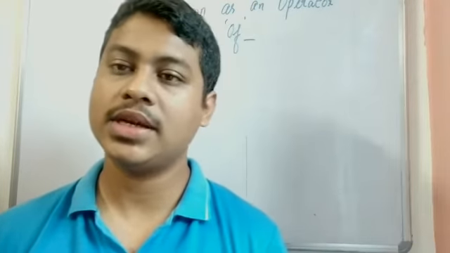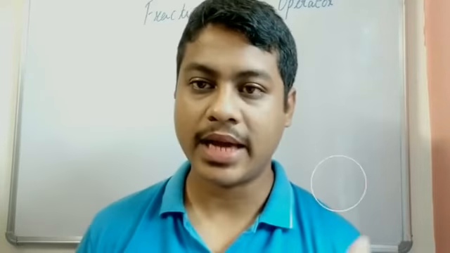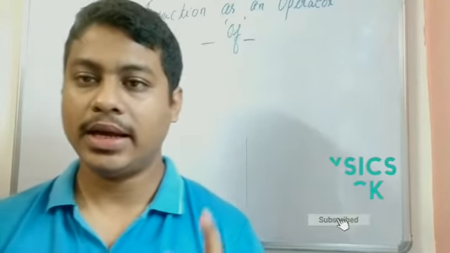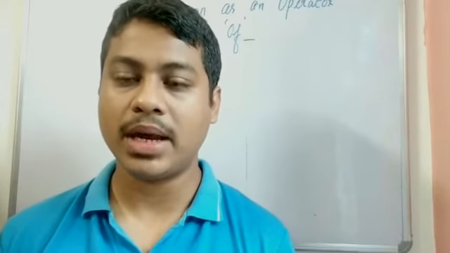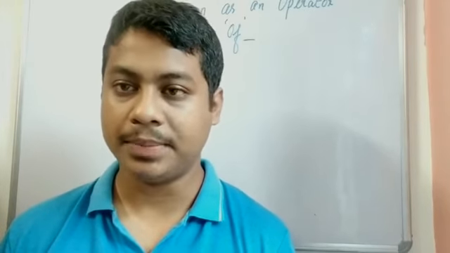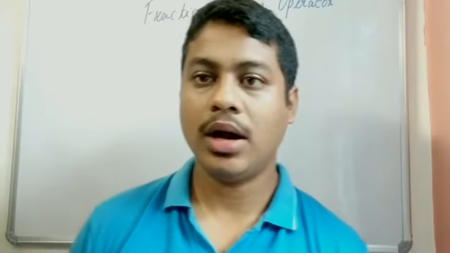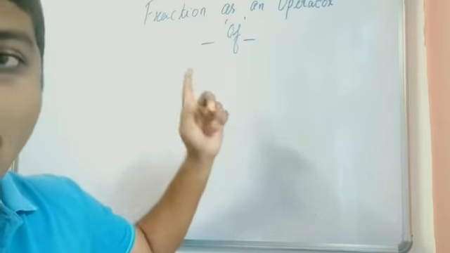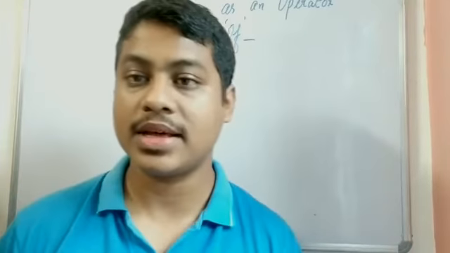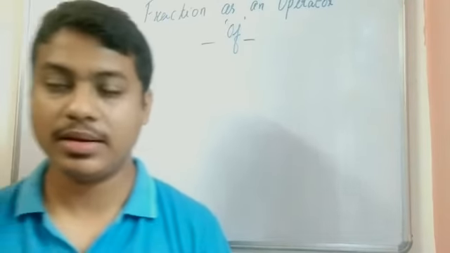Chapter: Fractions and Decimals. We have discussed exercise 2.1, and in the last class we discussed the multiplication of a fraction, how the multiplication of a fraction can be done. Today we'll be discussing a topic: a fraction as an operator 'of'. What does 'of' suggest, or what does 'of' mean?